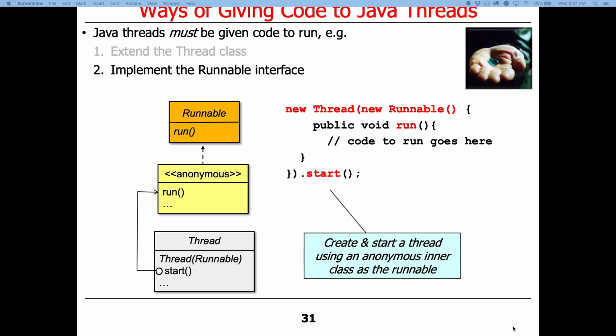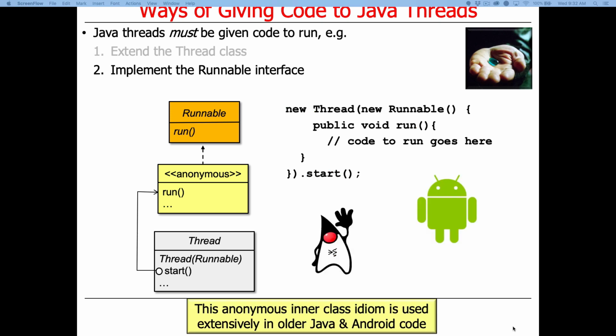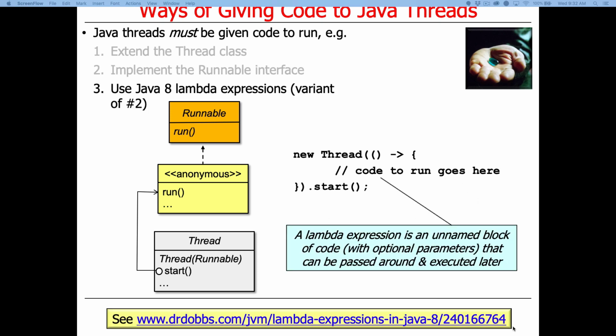Another way to do things is what's called an anonymous inner class variant. You say new Thread, and then inside the parameter list of the Thread constructor, you say new Runnable, this is an anonymous inner class, and then you define whatever code you want to have, and then you say .start. This way of doing things is very common in older versions of Java and older versions of Android. So I'm showing it to you. I don't actually like this way of doing things. It's pretty hideously verbose, but it's common, so you have to be familiar with what it looks like.